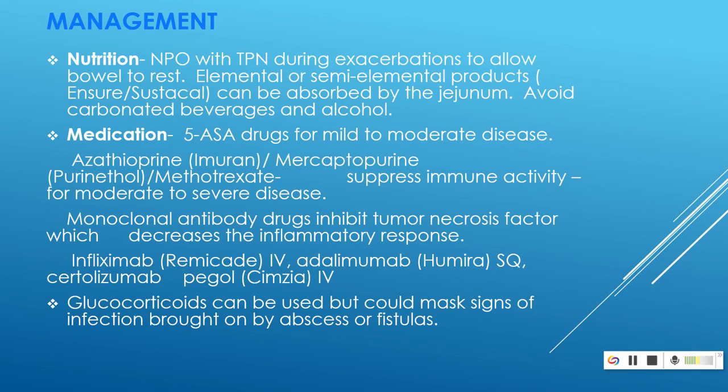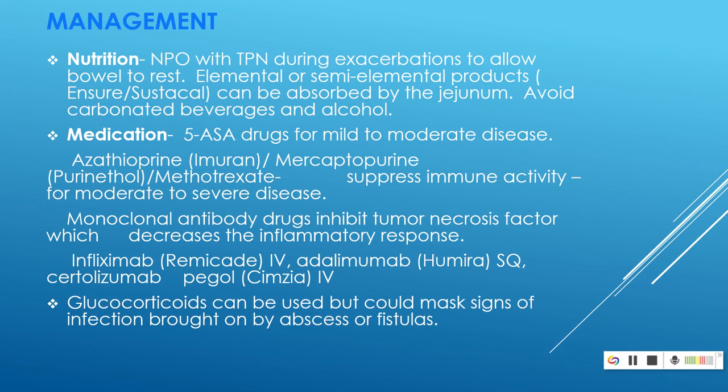Again, we've got the 5-ASA drugs for mild to moderate disease. You've got azathioprine and mercaptopurine. Methotrexate. These suppress immune activity for moderate to severe disease. So any of these medications that are decreasing our immune response are going to work for ulcerative colitis, and they can also work for Crohn's.